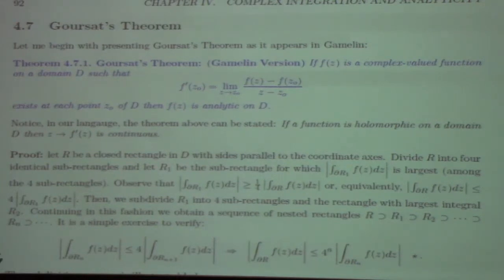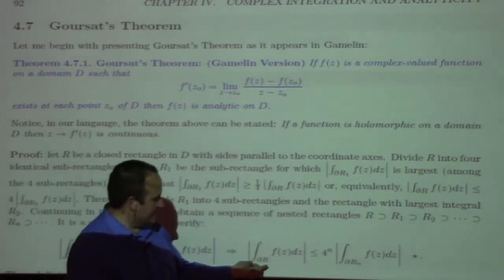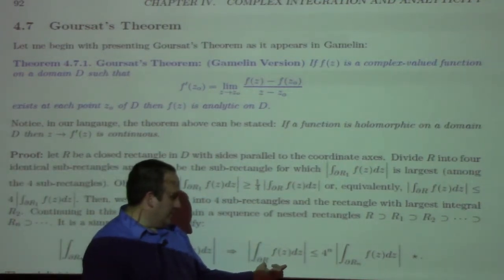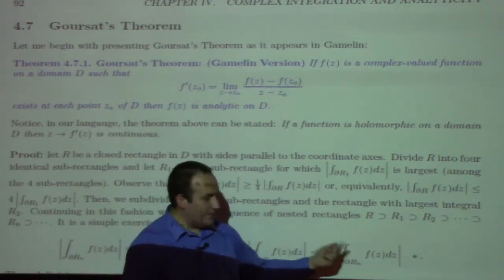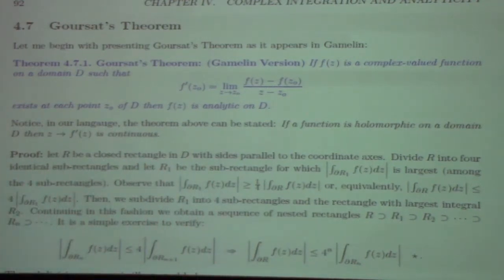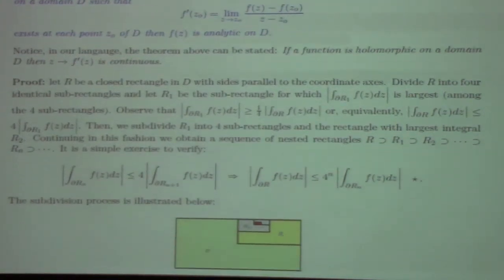Again, you take that subrectangle and divide it into 4 subrectangles, and then you pick the integral around the subrectangle there, which is largest. And in so doing, you end up with eventually this estimate that the integral around the largest rectangle is less than or equal to 4 to the n times the integral around the nth subrectangle. Now, if you're like me, that didn't make a lot of sense. It'd probably be good to look at this picture.